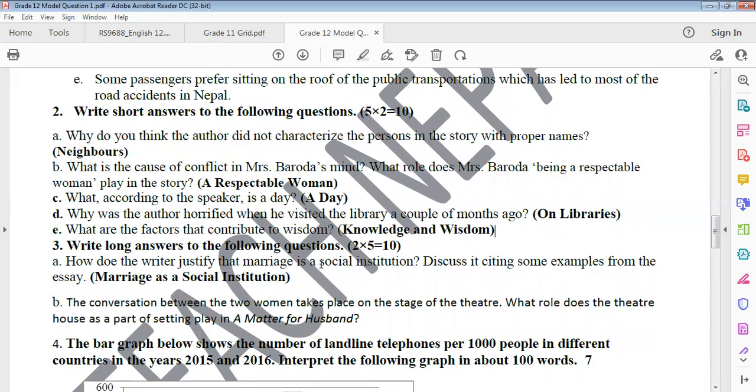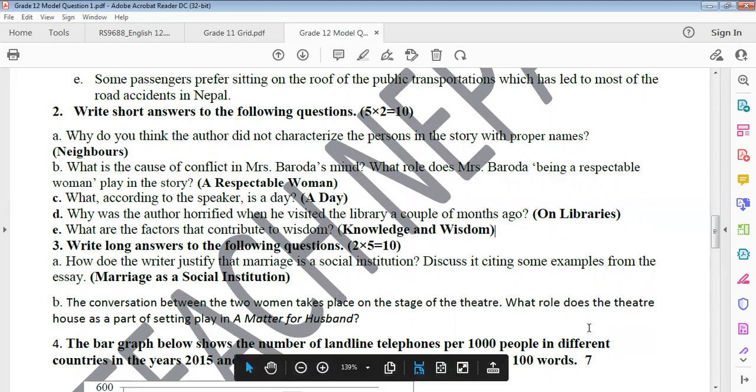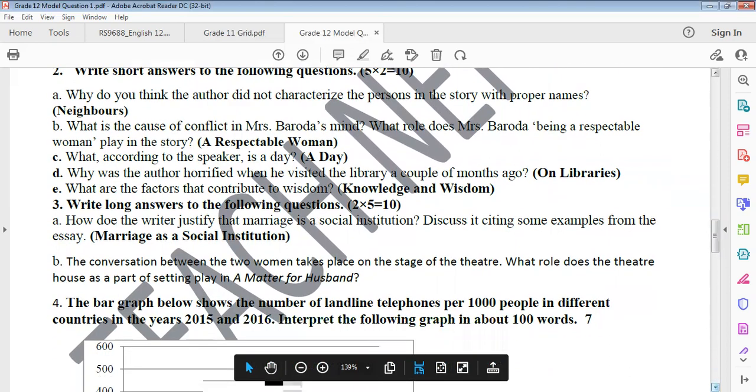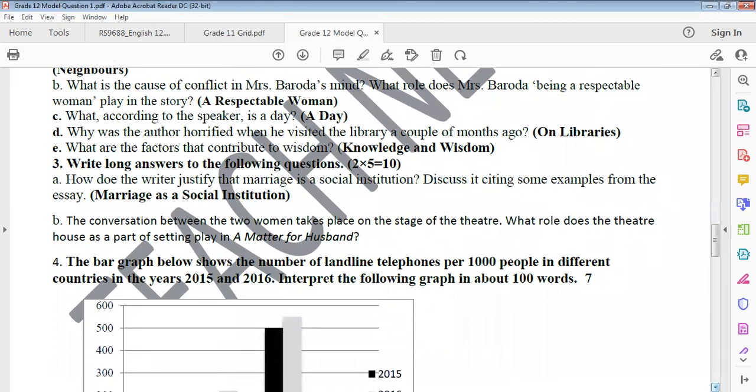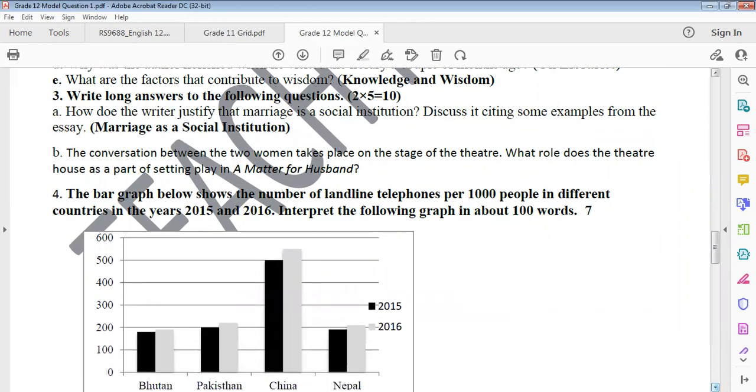And for this question number 3, this text-based question for 5 marks, you have to write at least a couple of paragraphs. 2 paragraphs you need to write, and conclude your answers in the second paragraph at the end. So here we come to question number 4. It starts writing from question number 4.